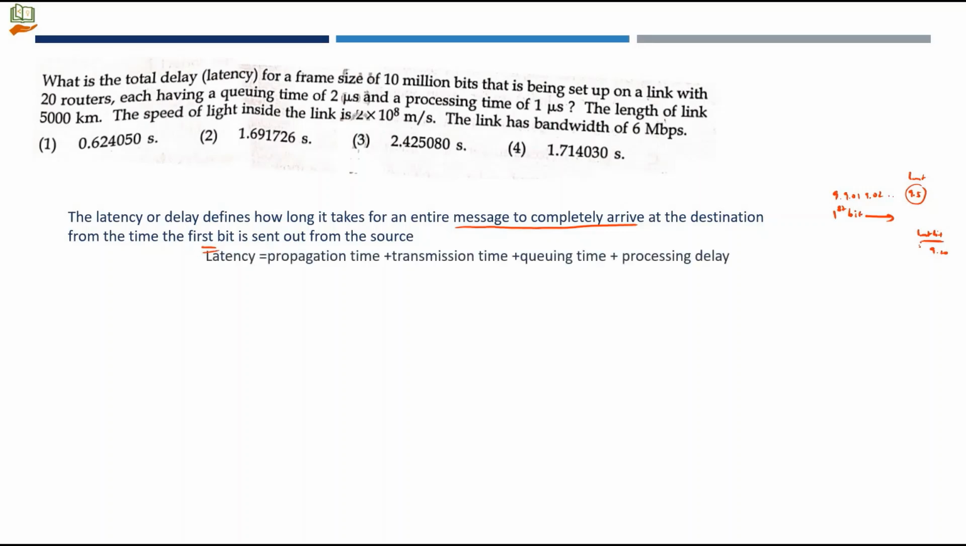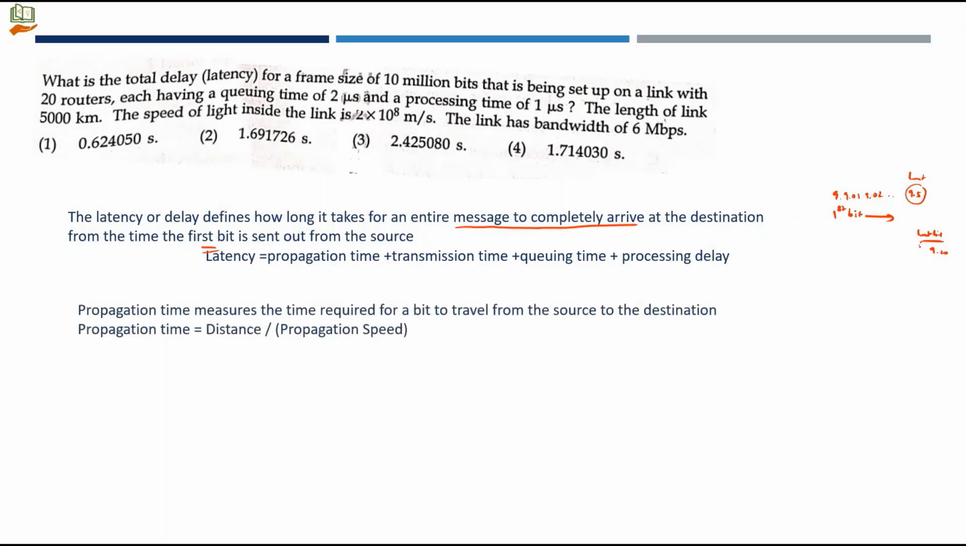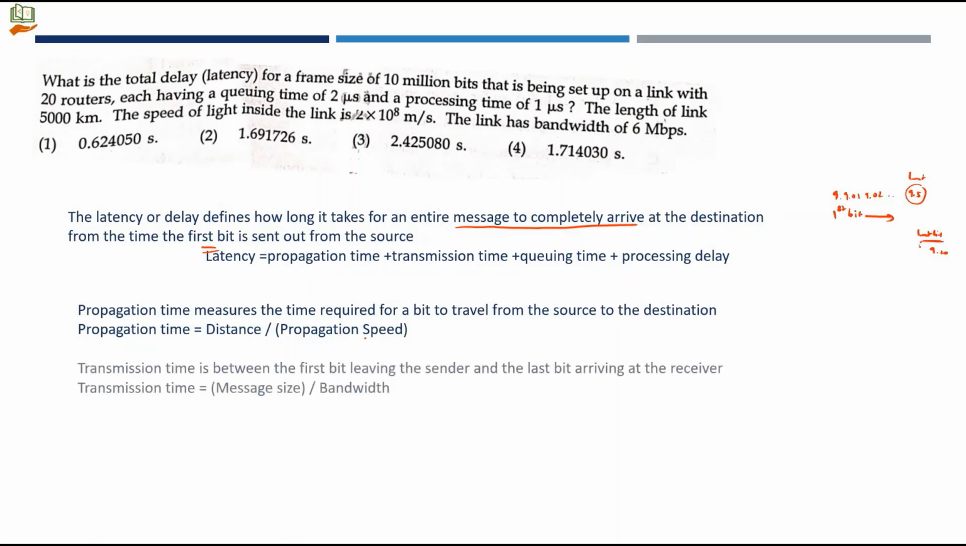We have a formula for this. Latency is equal to propagation time plus transmission time plus queuing time plus processing delay. You have to calculate all these 4 values and add them up. What is propagation time? The time required for a bit to travel from source to destination. It is given by the formula distance by propagation speed. What about transmission time? It is the time between the first bit leaving the sender and the last bit arriving at the receiver. The message size divided by bandwidth will give the transmission time.